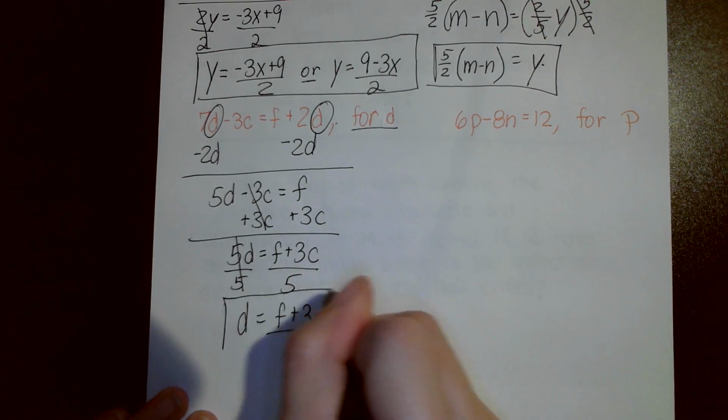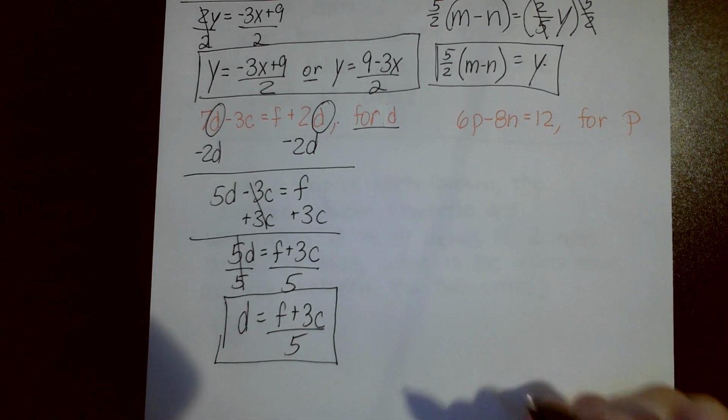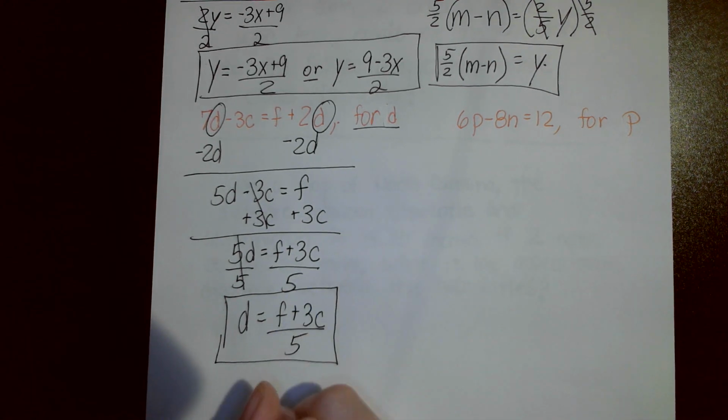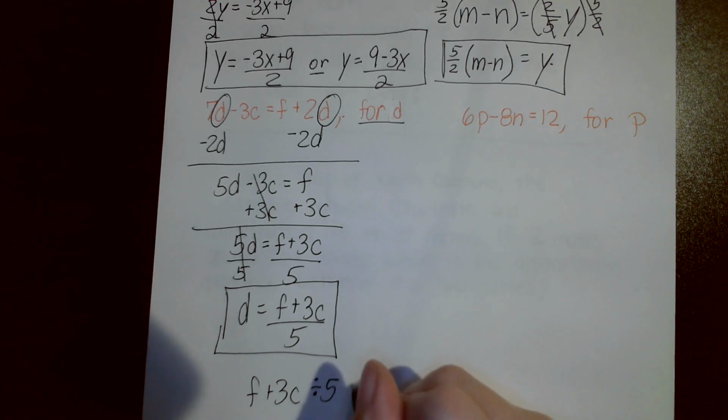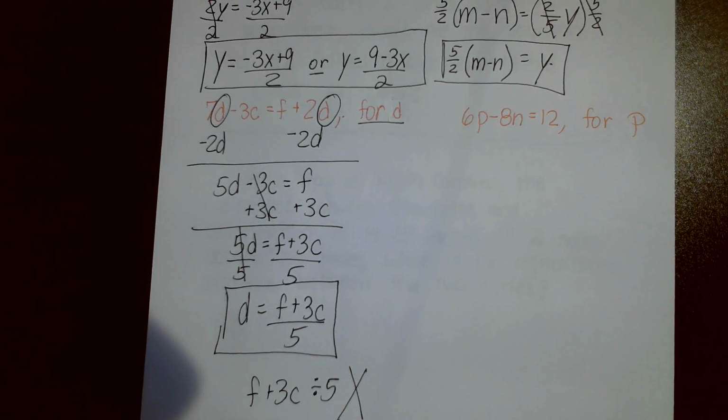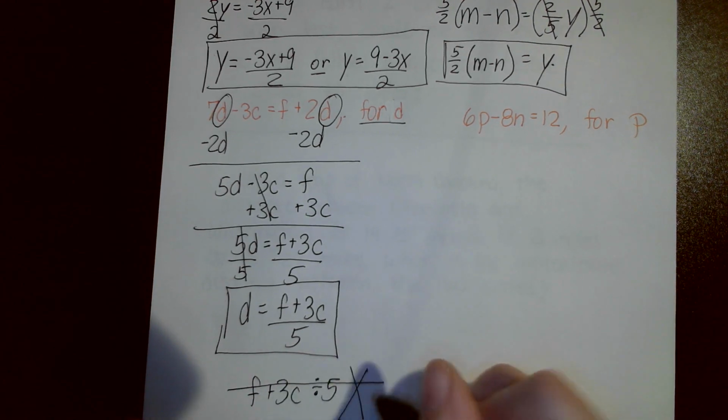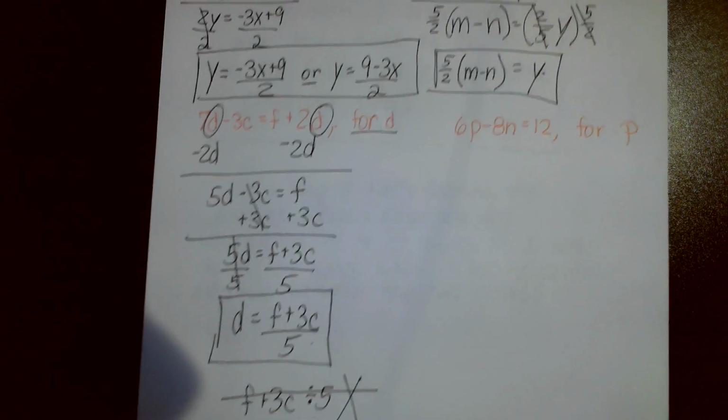And we leave it like that, all right? Now, I would not put f plus 3c divided by 5. That is not going to give you the right answer, the right response. So don't put that. Use the fraction method.